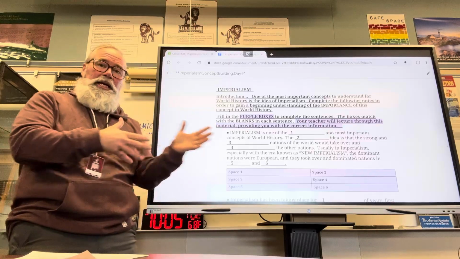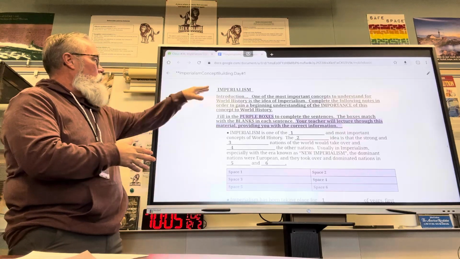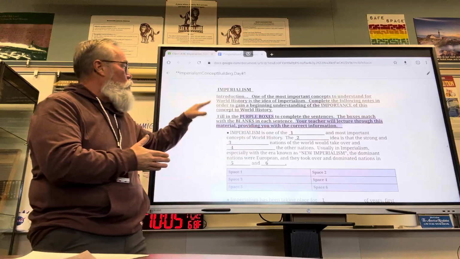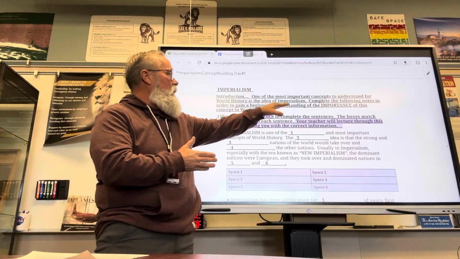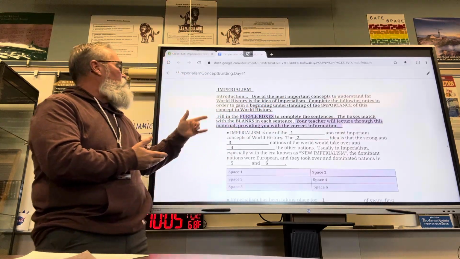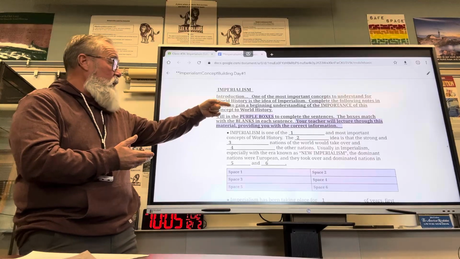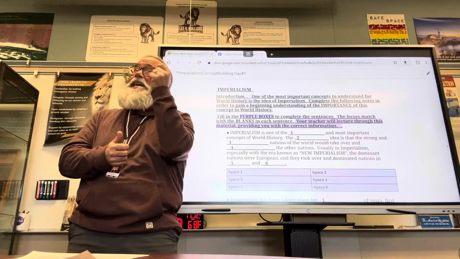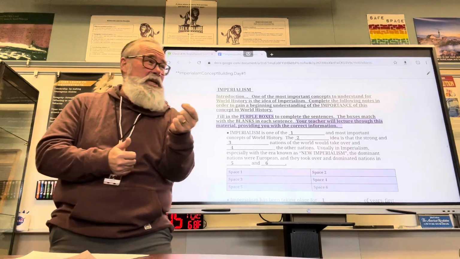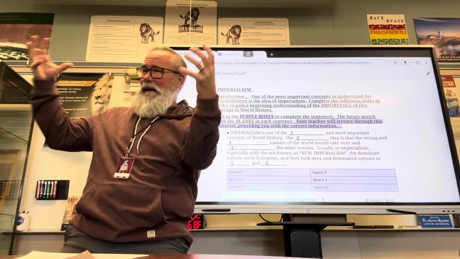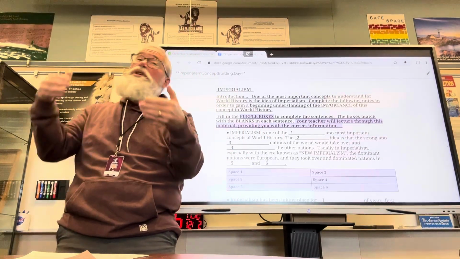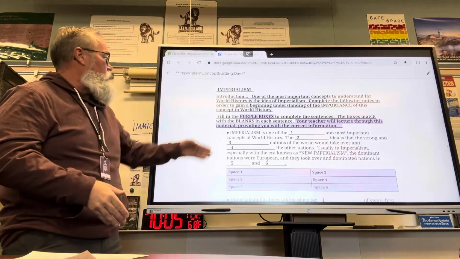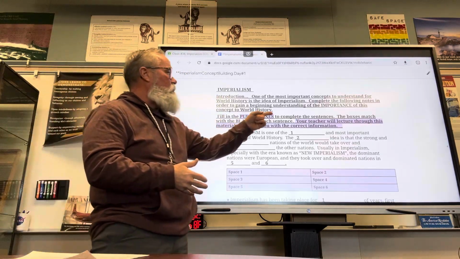All right, let's go ahead and get into this concept. Imperialism. One of the most important concepts to understand for world history is the idea of imperialism. Complete the following notes in order to gain a beginning understanding of the importance of this concept to world history. Again, this is a world history concept, but it's really important to understand the concept so that you can be ready for when we look at U.S. imperialism. Okay? Next paragraph.